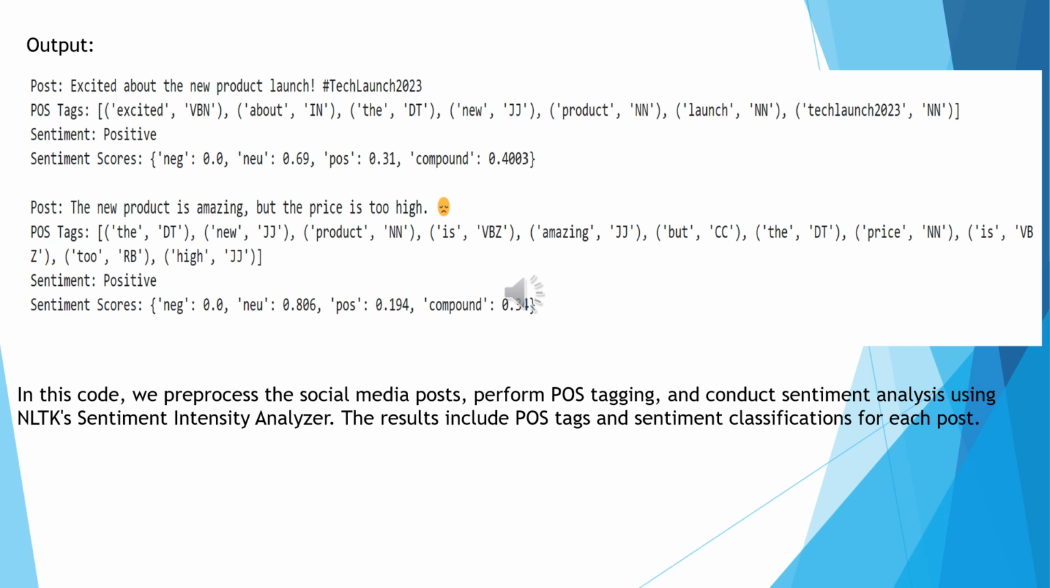Here, the analysis picks up keywords like "amazing," which is an adjective, and "but," which signals a contrast. The combination reflects mixed feelings. On one hand, they like the product. On the other, they're concerned about the price. So the sentiment analysis gives us a compound score of 0.34, which is still positive, but not as strong as we see in the first post.